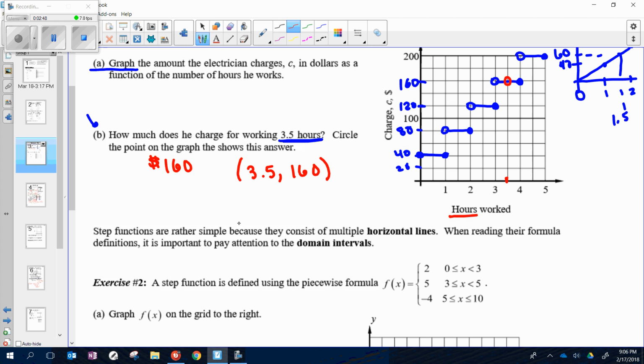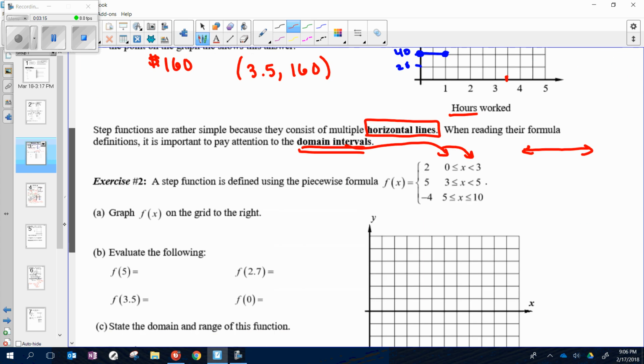Step functions are rather simple because they consist of a series of multiple horizontal lines. Horizontal, this direction. When reading their formula definitions, it's important to pay attention to the domain intervals. So I mentioned a few minutes ago about this open circle versus closed circle thing. That's because the domain breaks at these different points, the x values. So a step function is defined in exercise 2 with this piecewise formula because it's got pieces of graphs.